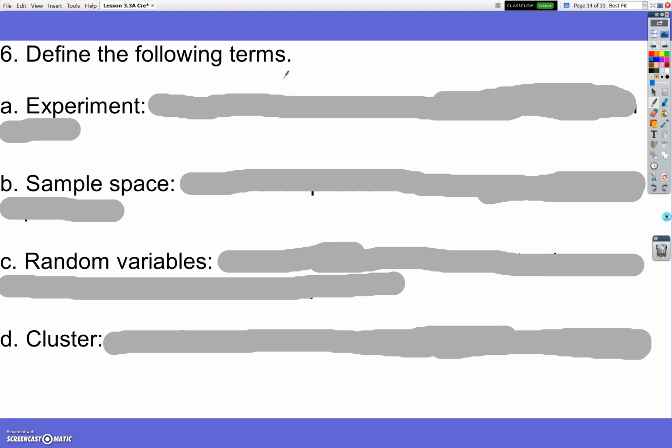Hey guys, what we're going to do is finish up lesson 3.3a. So let's go ahead and look at number 6, and we're going to look at some definitions here. We're going to talk about what an experiment is.